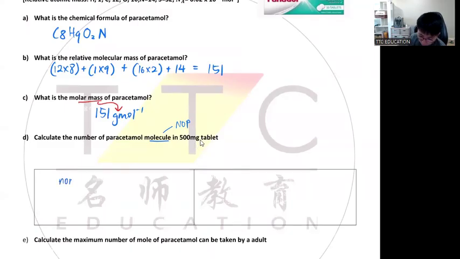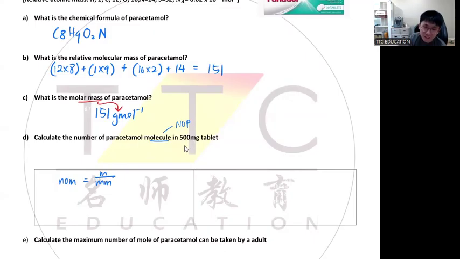First formula, number of mole equals mass over molar mass. Okay, now, one thing, guys: if they give you 500 milligram, you cannot use milligram. You must use gram. So how do you convert milligram to gram?